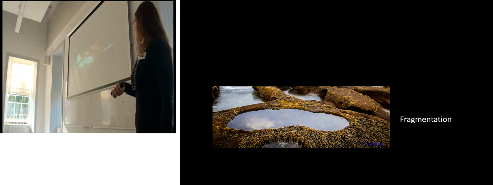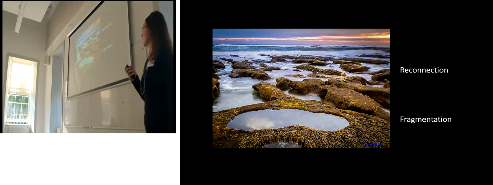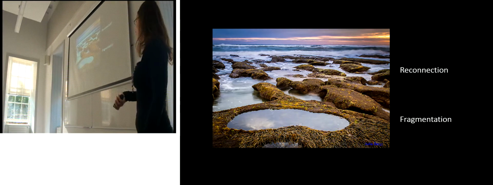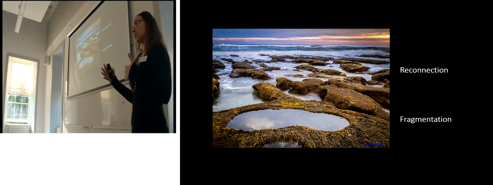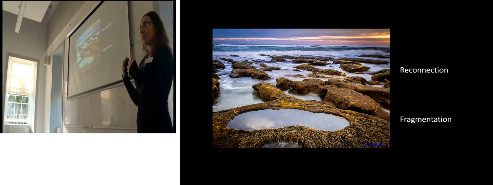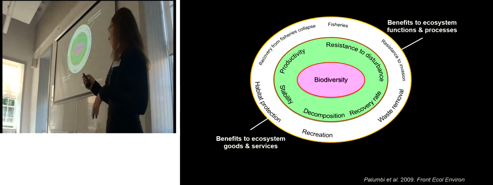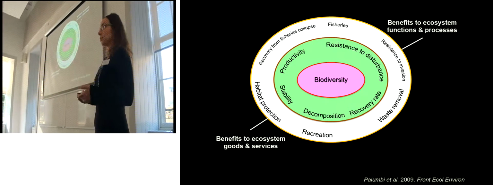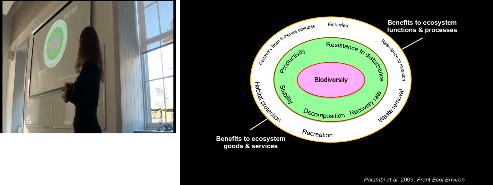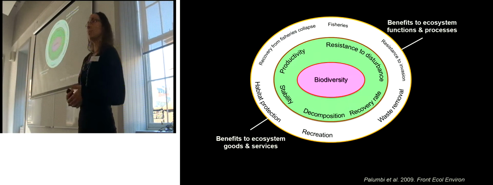Now, these systems can be fragmented, but they're not forever fragmented. They can be periodically connected through waves, for example. So we believe that it is important to study these two activities together. We know that biodiversity is very important because it can benefit ecosystem functions and processes such as productivity and stability, and then in turn benefit ecosystem goods and services.